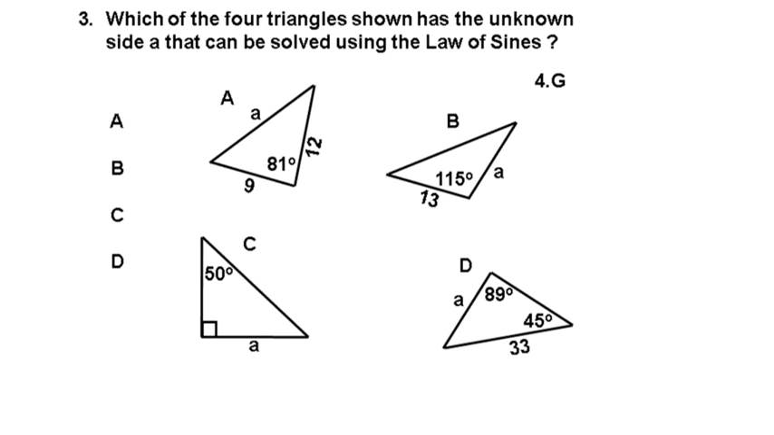Next, 3. Which of the four triangles shown has the unknown side A that can be solved using law of sines? This will be a non-calculator problem. B is a law of cosines. I think choice A is too. I don't think we have enough information here, not to solve for side A anyway. But here we have 33 over sine 89 equal to A over sine 45 degrees. So D is our correct answer for problem 3.